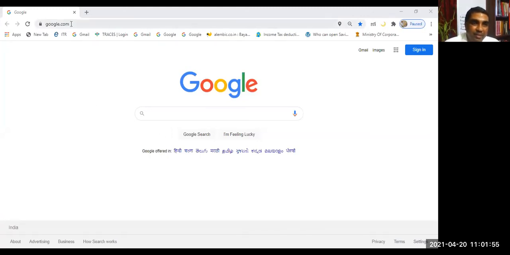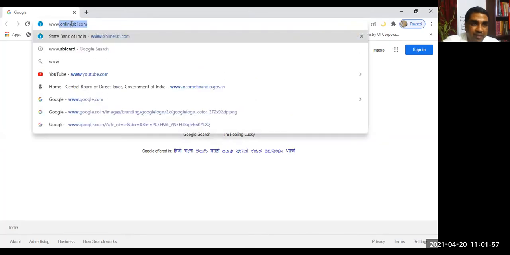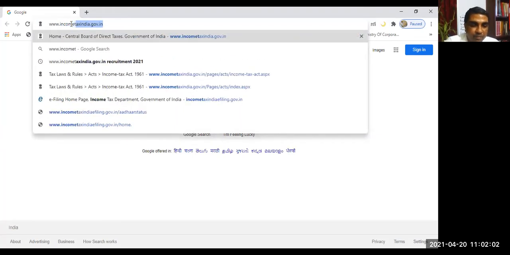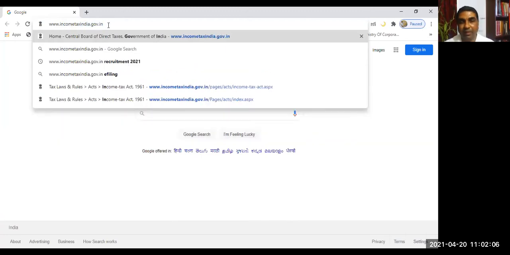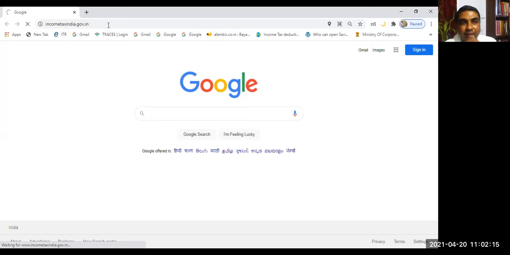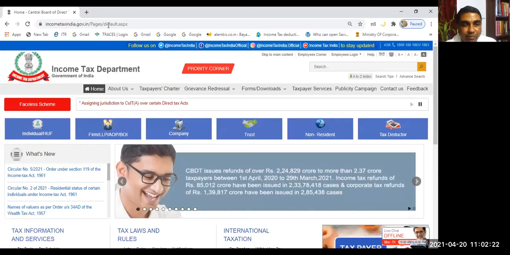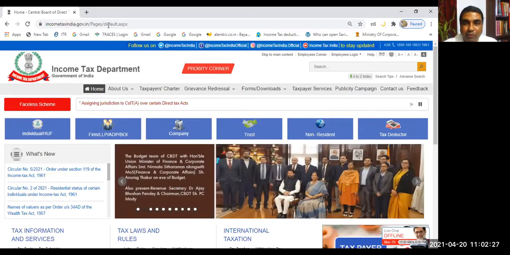And in this browsing page, I am typing. Please see what I am typing. What is this website? Can you tell me? Incometaxindia.gov.in. Yeah. So I am going there. Income Tax Department's website. Is it visible to you? Yes, sir.